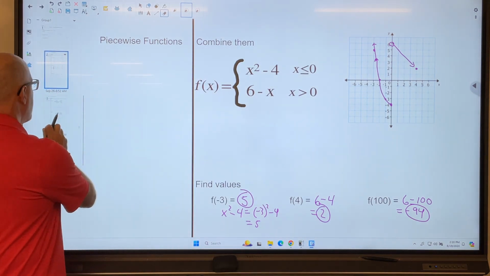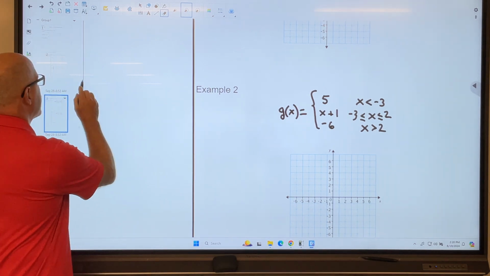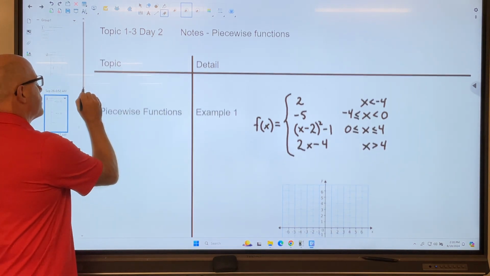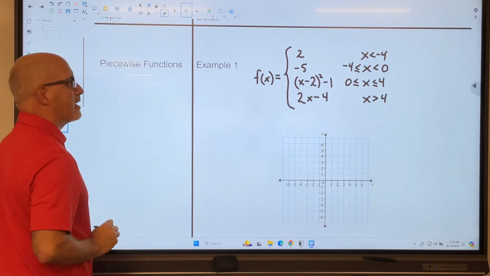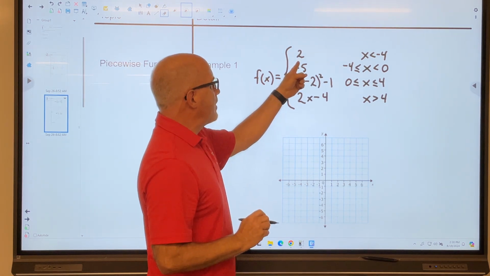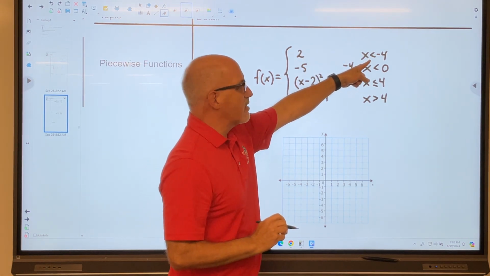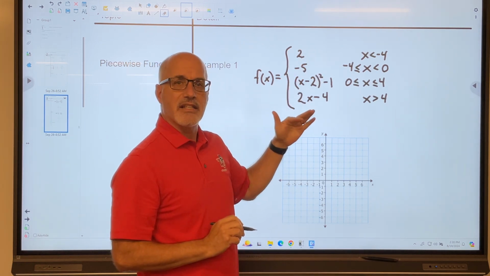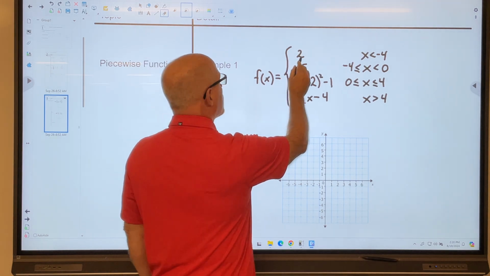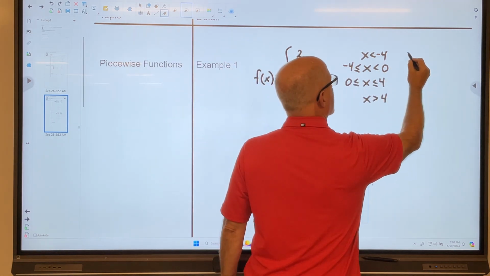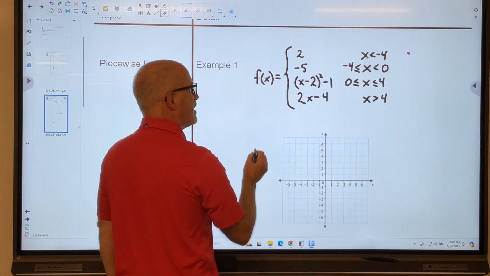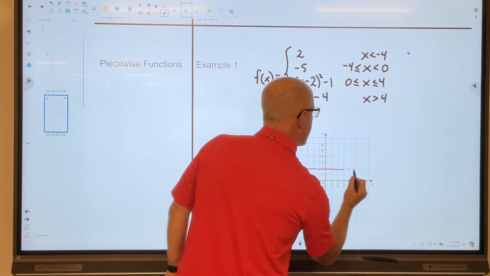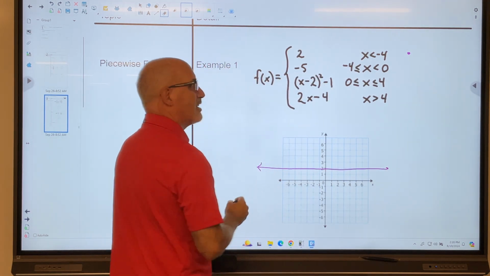All right, let's do some more examples. Let's try these. These are a little more complex, so we'll do a couple of examples that are pretty complex. So remember these values here. I'm going to go with x is less than negative 4. When it doesn't have an x with it, that just means it's a constant. So y equals 2. I'm going to do these in different colors just to show you. Remember the graph of it looks like this. It's a horizontal line at 2.